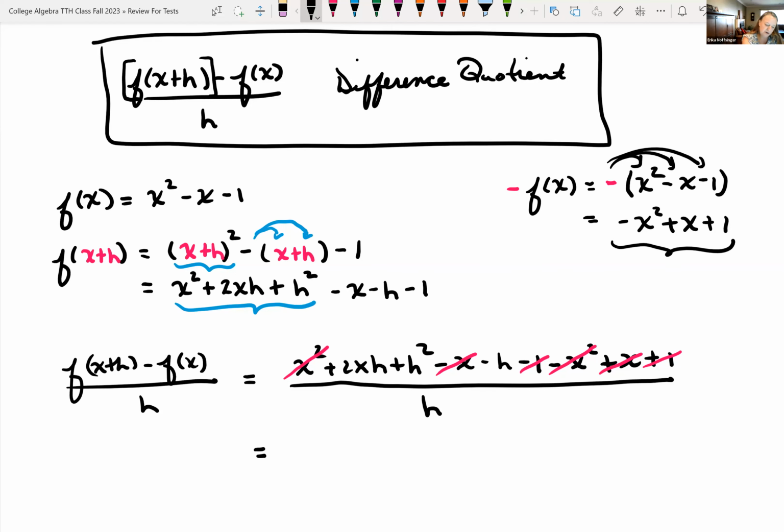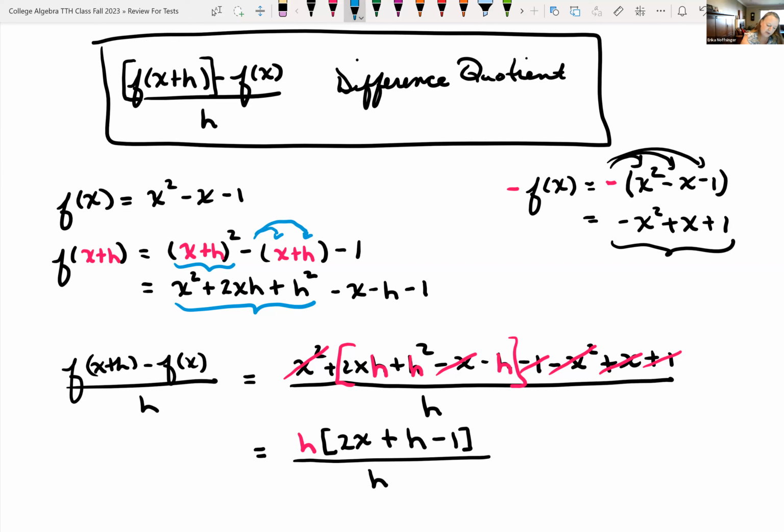I have this 2xh plus an h squared minus an h. So I can technically factor out the h from all 3 of those terms that are left. So pulling out an h from all 3 of those terms, pulling an h out of 2xh, I'm left with 2x, plus pulling an h out of h squared, I'm left with a single h, minus pulling an h out of negative h, I'm left with minus 1. And this whole thing is over h.